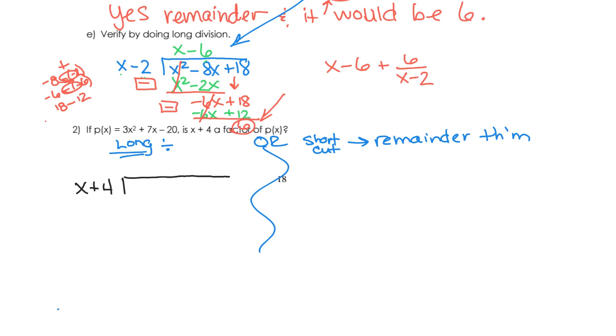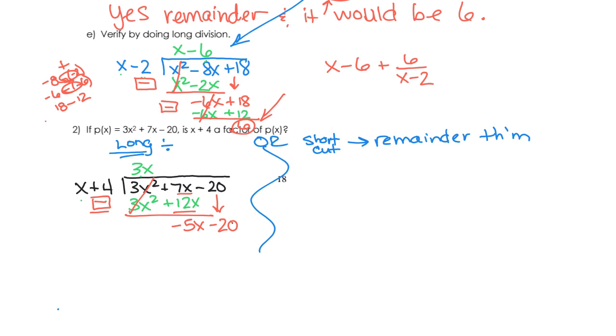So if I go ahead and long divide x plus 4 into the polynomial, if it goes in, there won't be a remainder, which means it's a factor. So up at the top, I'll need a 3x, so that 3x times x is 3x squared. 3x times 4 is 12x. I'm going to go ahead and subtract them. 3x squared minus 3x squared cancels. 7x minus 12x is a negative 5x. Bring down our minus 20.